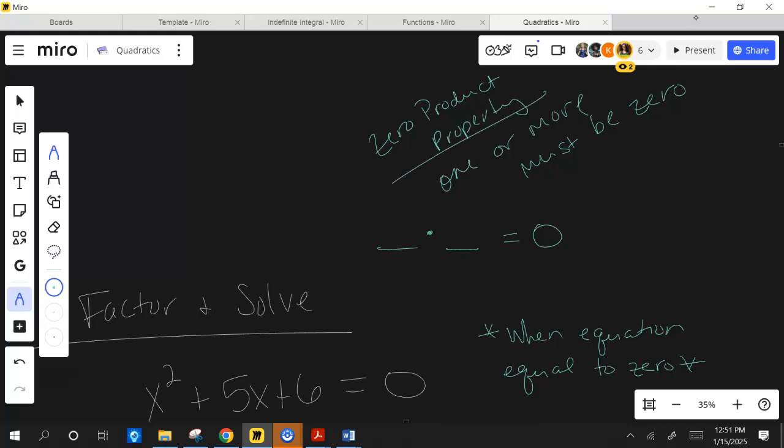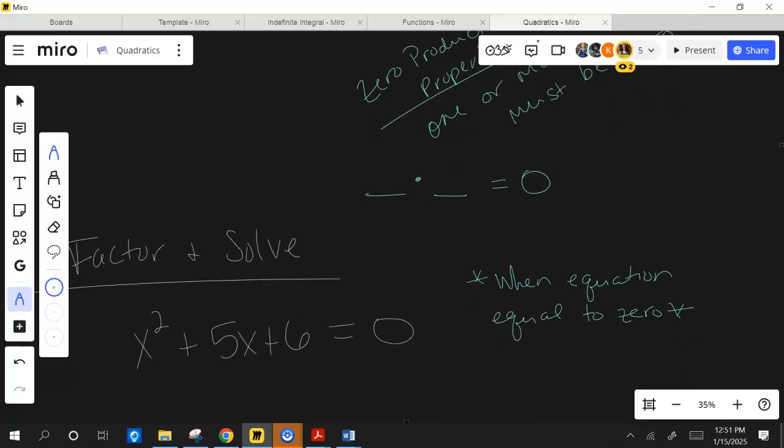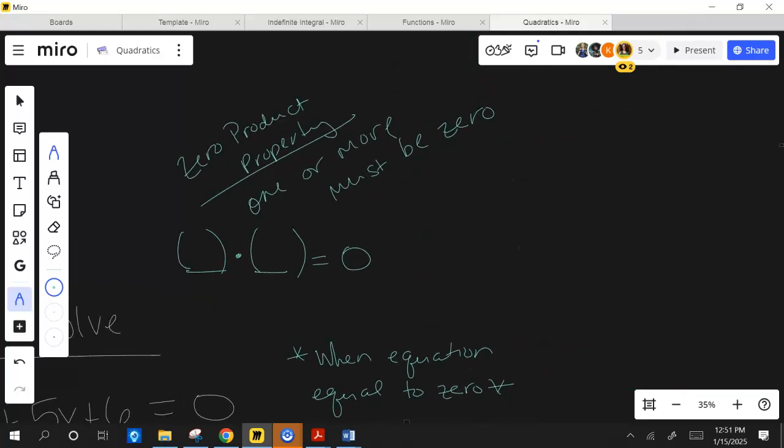When you multiply things together, at least one of those things must be 0 to get 0 when you multiply them. That just makes sense, right? It's the only way to get 0. So if I can get this factored, when I factor, aren't I just multiplying? Yes. When you factor something, you're getting it into a multiplied form.